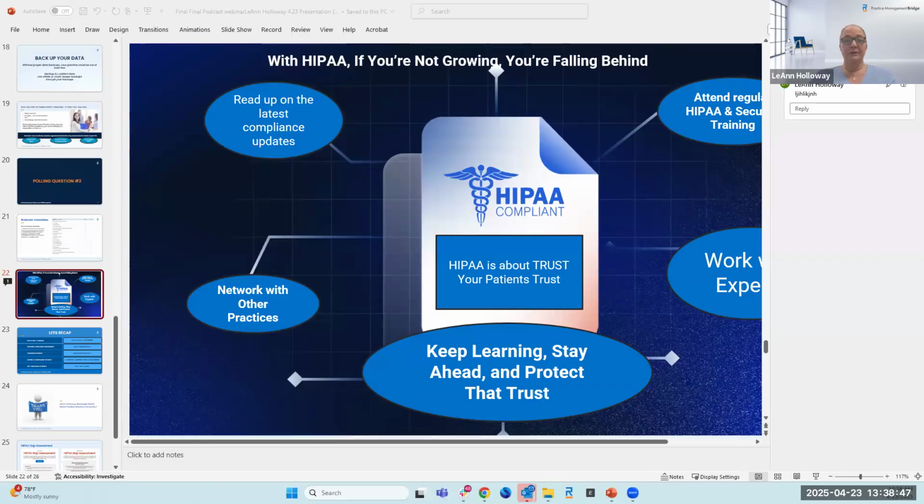HIPAA rules, security standards, and even common threats evolve faster than you can blink an eye. Ransomware is getting smarter. Audits are getting more frequent. And if you're not staying ahead of the curve, you're going to quickly find yourself scrambling to catch up.